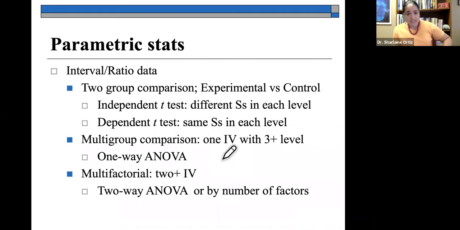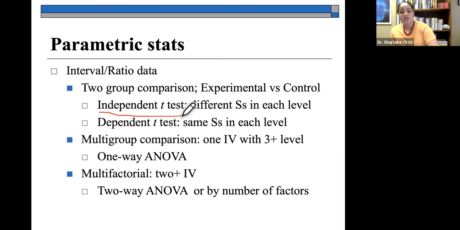Now, with our parametric statistics, as I noted, we have to utilize interval or ratio data. Another interesting factor about this is that we need to compare 2 groups. So in this case, we're going to have an experimental group and a control group. Now, there's multiple ways that we can ascertain these comparisons.